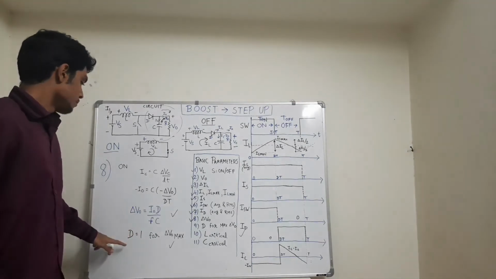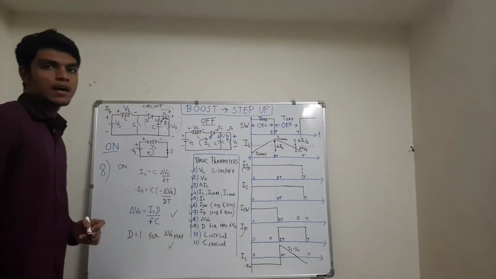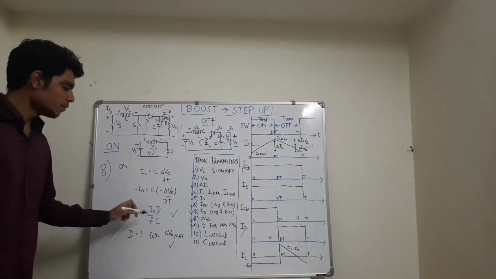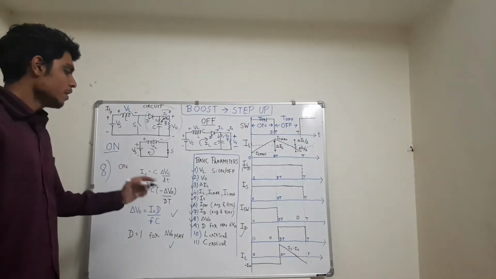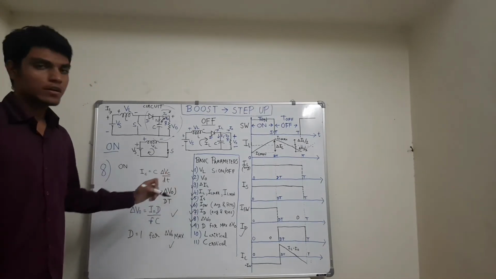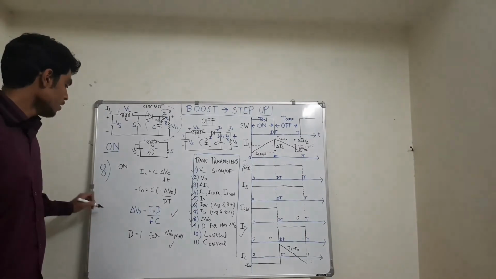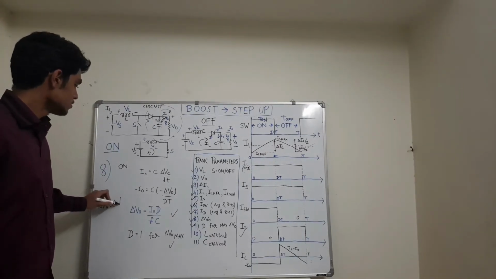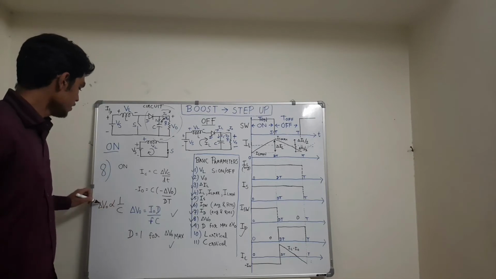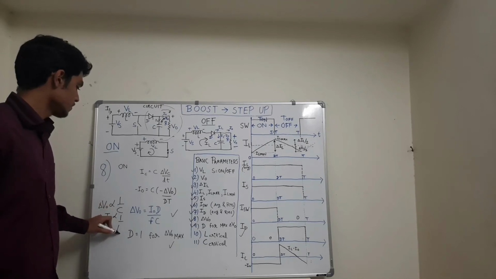Now, for maximum delta V naught, the duty cycle will be D equals 1, because delta V naught is directly proportional to D. One important thing we will note now, as we have noted in delta I_L, that delta V naught is inversely proportional to C, similar to the case of delta I_L being inversely proportional to L.